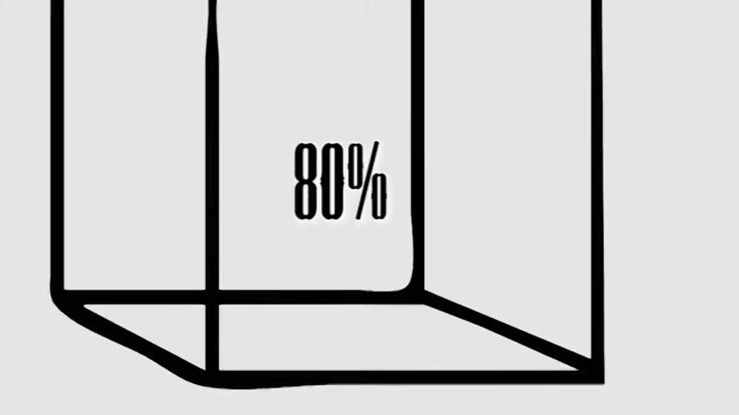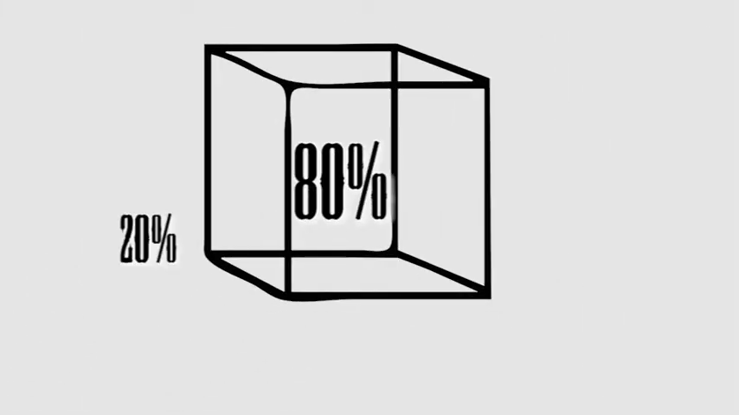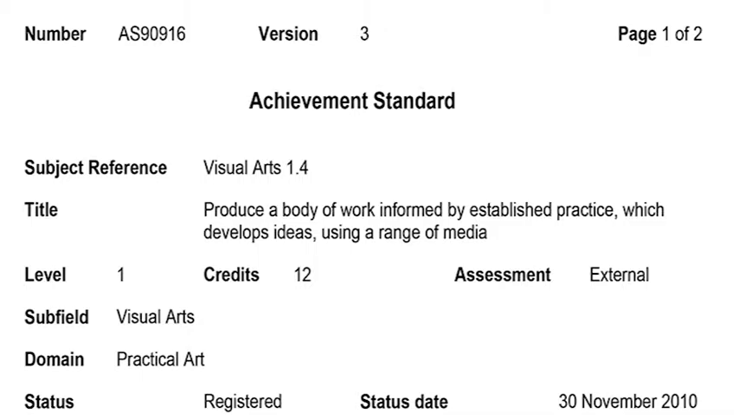The number of credits that can be gained at level 1 is 30. 80% of the standards are internally assessed at level 1 and 20% are externally assessed. Here is the Visual Arts Level 1 Achievement Standard 1.4. The standard is AS 90916.